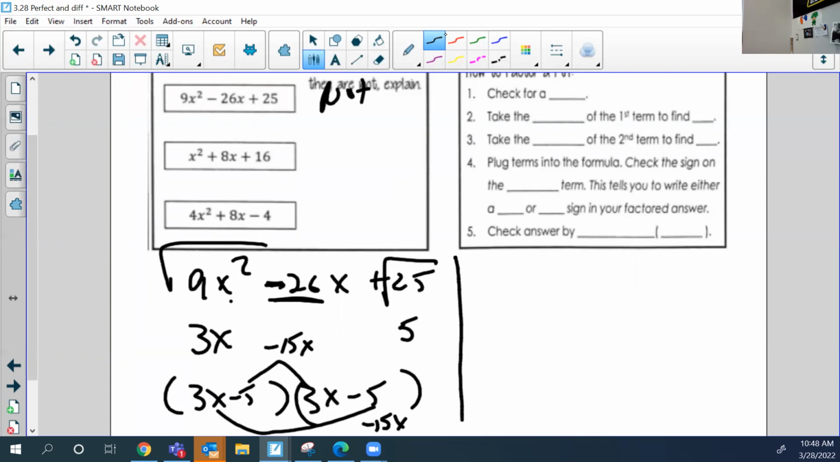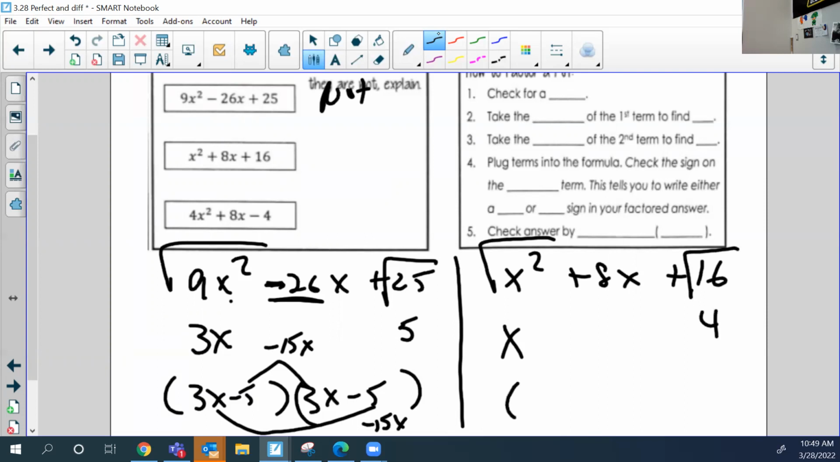Okay, let's try the second one. x squared plus 8x plus 16. This is a perfect square. x squared gives me an x. 16 is a perfect square. It gives me a 4. So now I'm going to have x plus 4. Again, I'm going to have x and 4 on both sides. Remember that. But because it's a plus sign right here, there's going to be a plus and a plus.